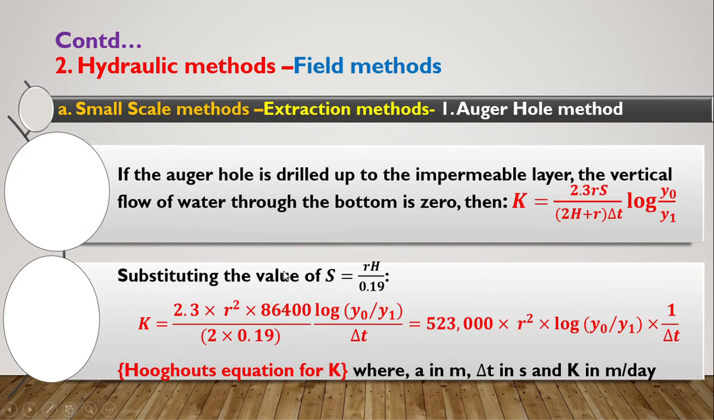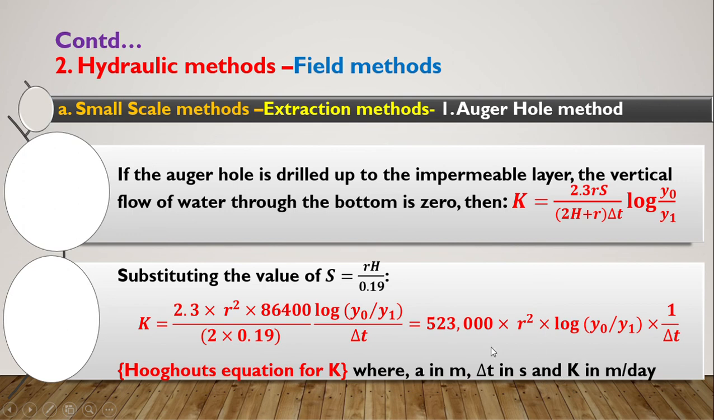Okay, finally the Hoogout equation will be K is equal to 523,000 into R square, where R is the radius of the hole, into log y0 by y1. Y0 is the initial level of water in the hole, Y1 is the final level of water, into 1 by delta t. Delta t is the change in time for the change in this head. Y0 to y1, how much time is taken, that is delta t. So by using this equation we can find the K value. This equation is known as the Hoogout equation.